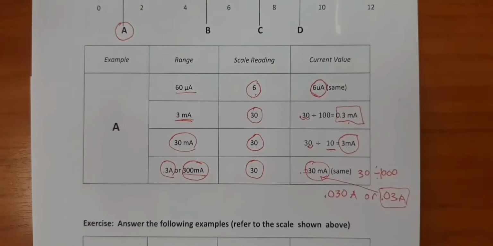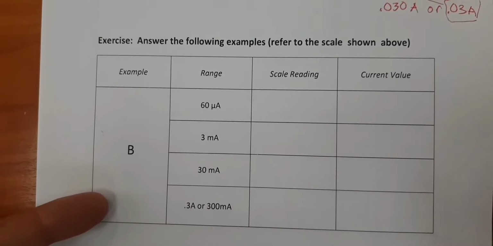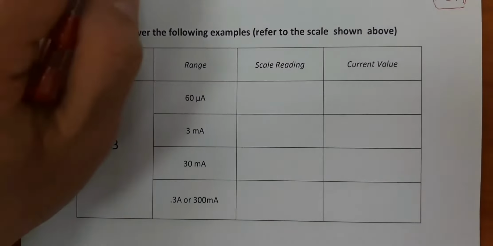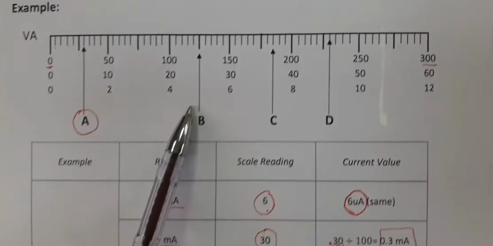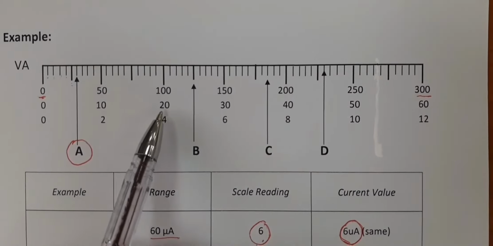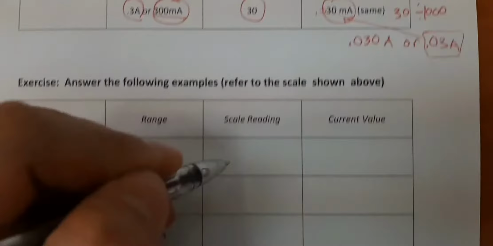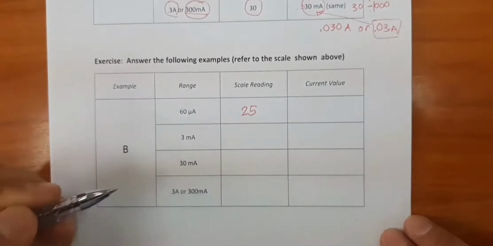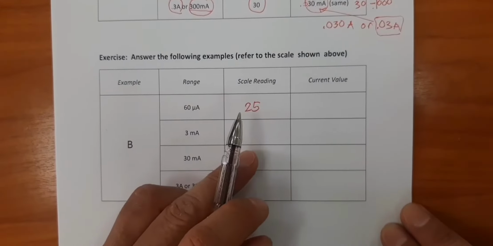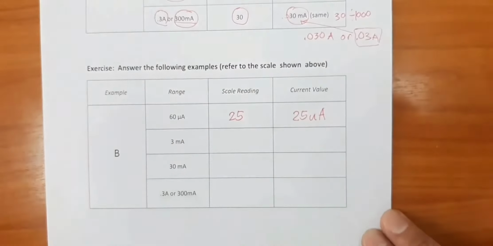Now, let's proceed to activity or exercise letter B. So, we have here blank and we try to read the scale reading here for letter B. Okay? For 60 by 1, so we have 20, 21, 22, 23, 24, 25. So we have 25, the scale reading, and our actual current value is 25 microampere.